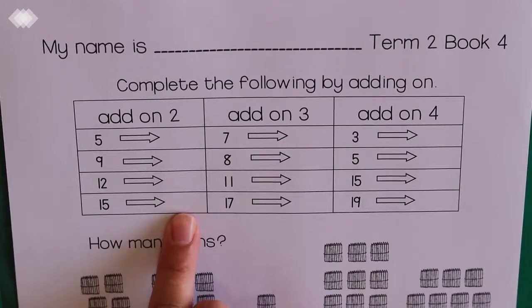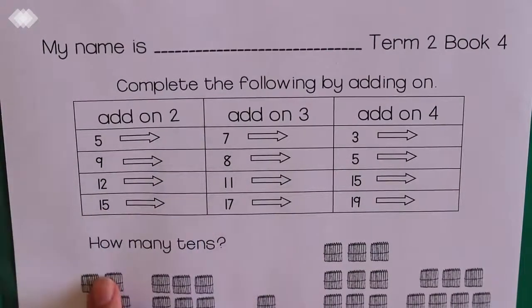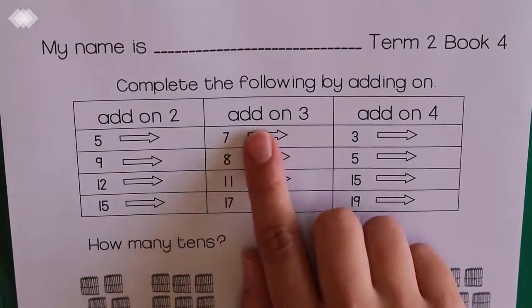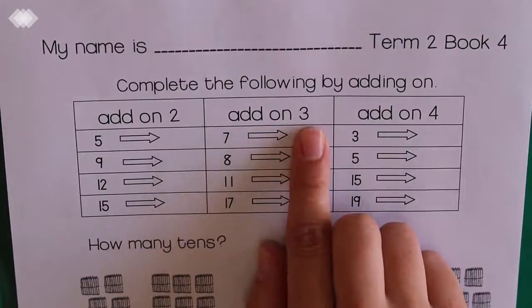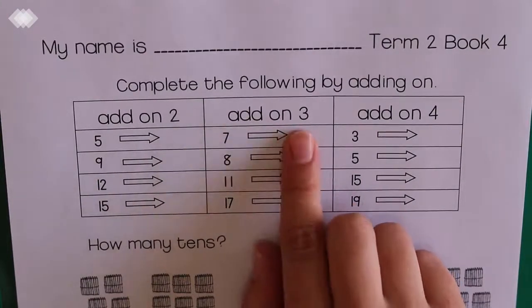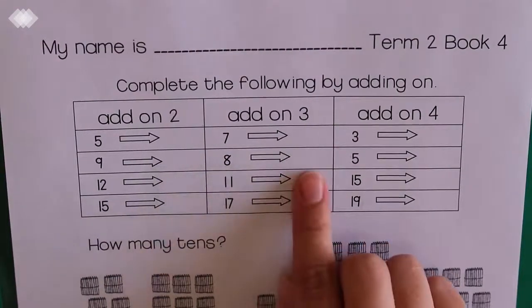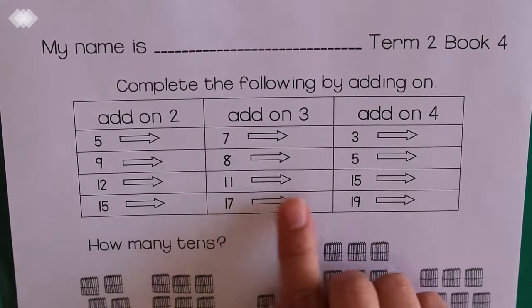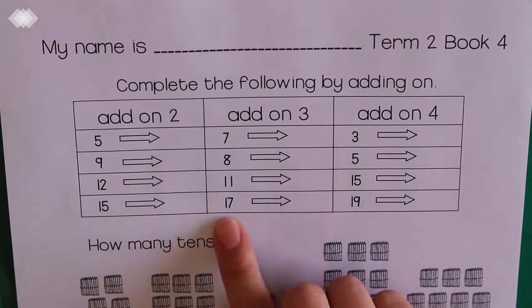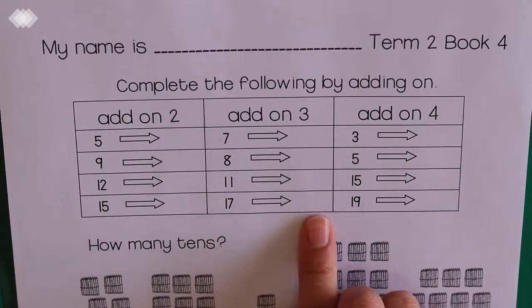Okay, you are allowed to use something to help you if you need to use an abacus or a number line or some counters just to add your numbers on. Okay, next one says add on 3. That means plus 3. 7 plus 3, 8 plus 3, 11 plus 3, and 17 plus 3.